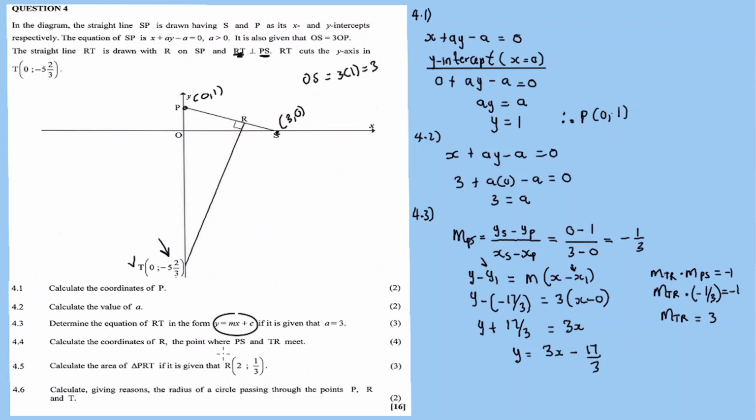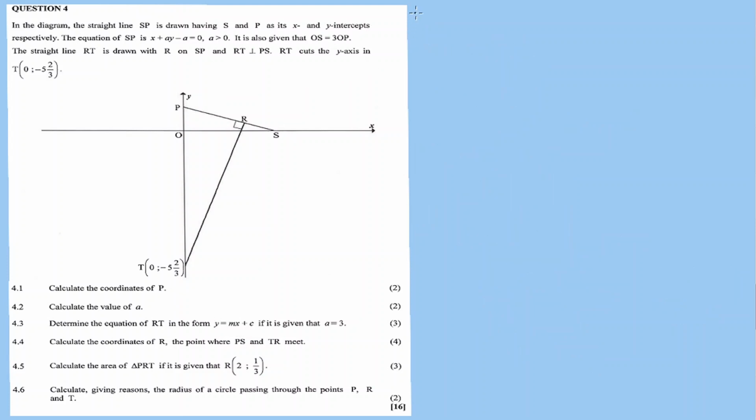Now in 4.4, they said we calculated the coordinates of R, the point where PS and TR meet. This is the point of intersection for these two lines. So solve our equations of PS and RT simultaneously. But first I think I should erase here. Alright, let's start on 4.4.